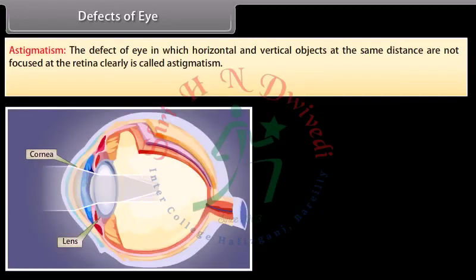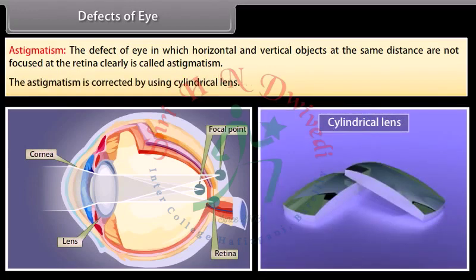Astigmatism. The defect of eye in which horizontal and vertical objects at the same distance are not focused at the retina clearly is called astigmatism. The astigmatism is corrected by using a cylindrical lens.